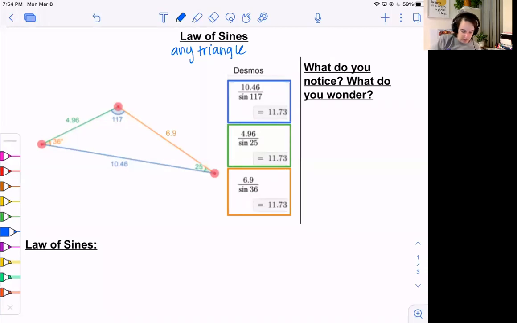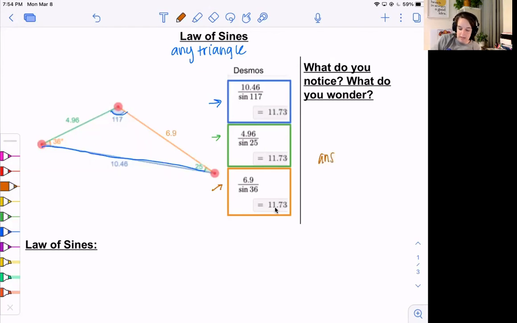All right, so the first thing you might notice is the colors, right? So we have the blue ones here, and I have one blue side and one blue angle. And I can see those same numbers, 10.46 and 117, in here. I see the green angle and the green side. I see those right here. And the orange angle and the orange side. I see those here.